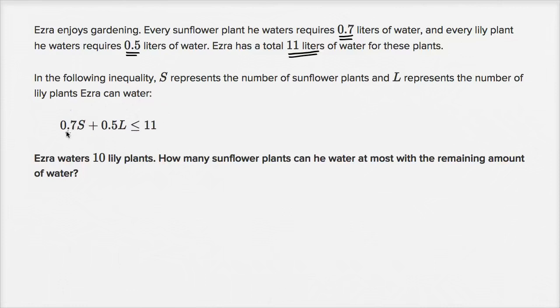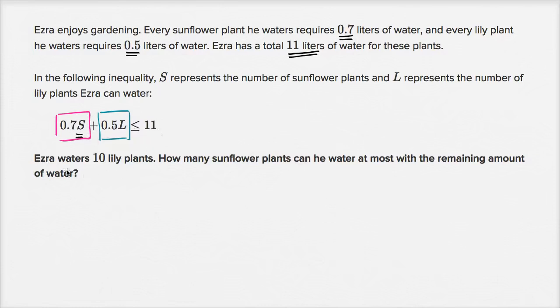So it looks like the number of sunflower plants is S, and he would have to use 7/10 of a liter per plant. So this first term right over here is how much water is used to water the sunflower plants. And then the second term is how much water is used to water the lily plants, because he needs half a liter for each of the L lily plants. And he has a total of 11 liters. So this sum right over here has to be less than or equal to 11.